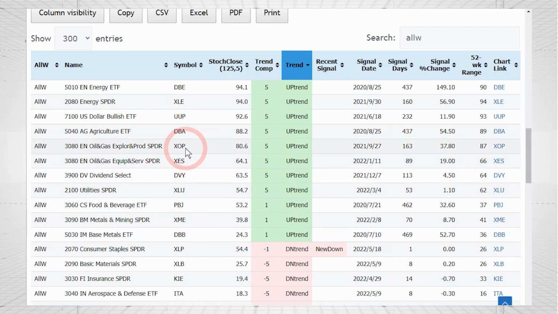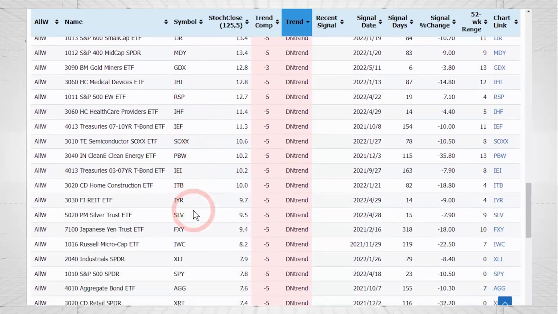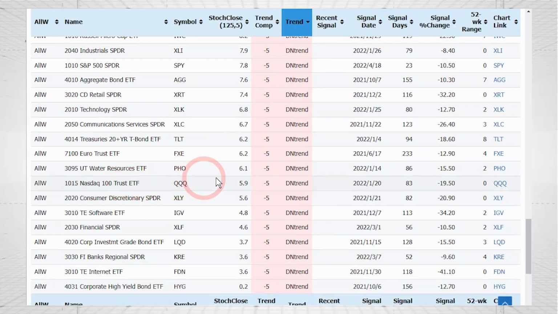And the ones that are non-stock related would not get in if there was a new signal in one of these stock-related ETFs during the bear market. But you can see it's very defensive. There are no offensive groups in here like technology, because if you go down, you can see the technology ETFs are in downtrends. QQQ's been in a downtrend for 83 days.